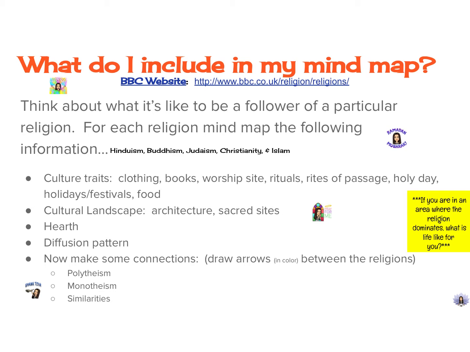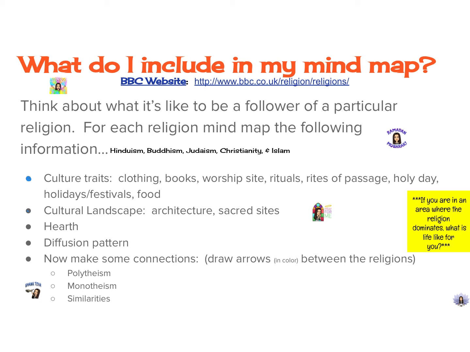So you need to think about what the culture traits are. So thinking about what type of clothing is specific to that religion, or what's the holy text or the book that they go by. What are their worship sites, where do they worship? Are there any certain rituals or rites of passage or holy days for that religion? Are there specific holidays, festivals, or specific food that they eat for each of these religions, okay? You need to list that stuff out for each of the religions.